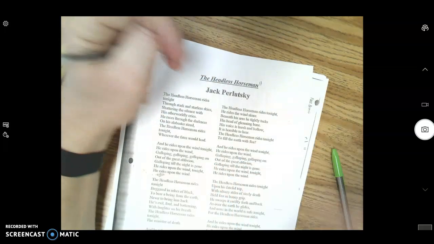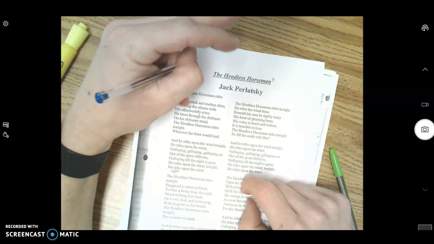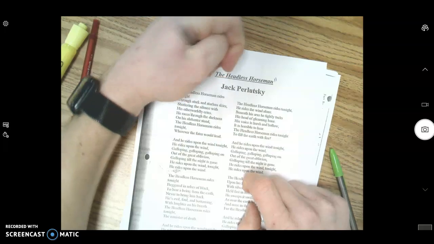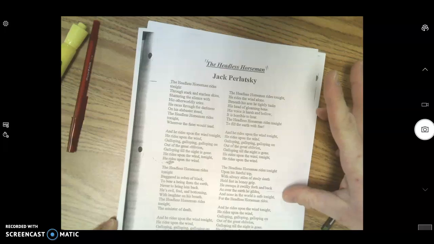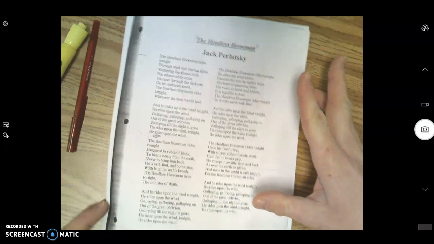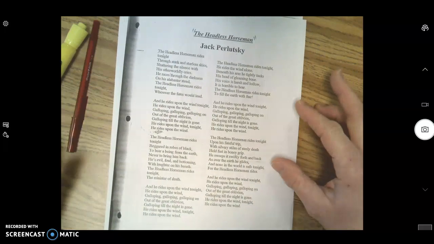Yeah, if you want to prick your finger and write in blood, I don't care. No, pen works fine though. I prefer pen, but I mean, if you've got a purple crayon that you're attached to, you can use that. Doesn't bother me, okay?